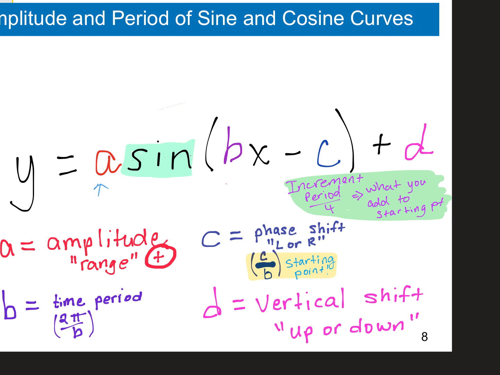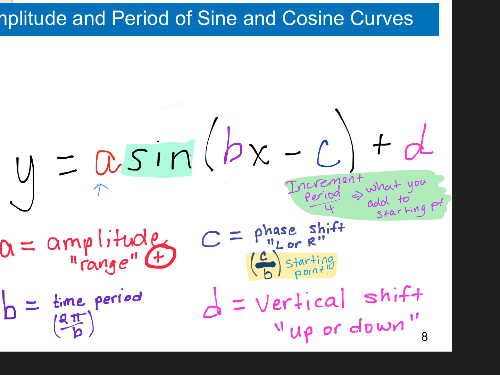B is the number that's in front of x. That's how you find the time period. You take 2 pi and you divide it by whatever that number is, the b term. We're going to refer to this a million times. Your C value is your phase shift. If you have something adding or subtracting inside of the parenthesis, it's going to move it left and right, just like it did before. And then D is your vertical shift, up and down. If it's adding something, then you move the points up. If it's subtracting, you move it down.